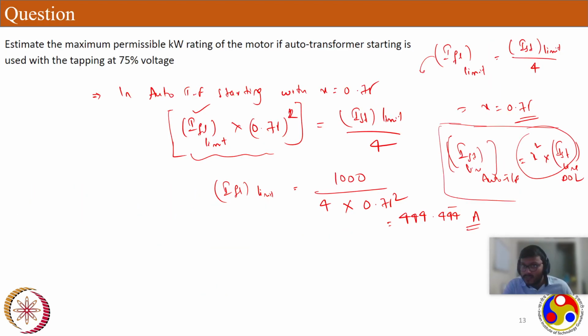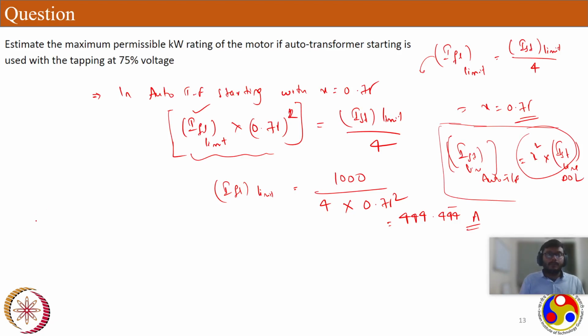If you see in the DOL, we got the full load limit as 250 amps only. Now, as we are using an auto transformer, we are reducing the burden on the starting current, so we are able to extract more current. Out of 1000 amps available at the supply, I am able to extract 444 amps at the full load condition. So it's not 250 amps anymore. At full load, we can run my motor at 444 amps now.